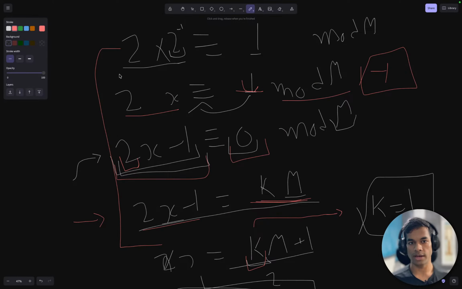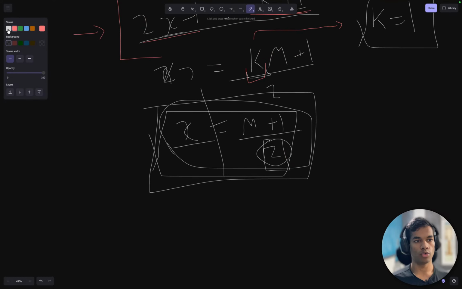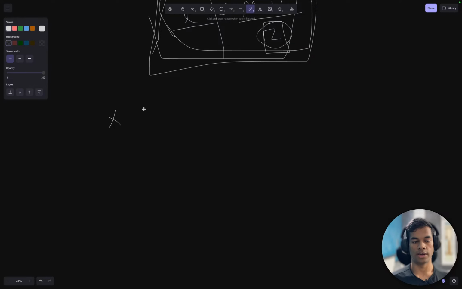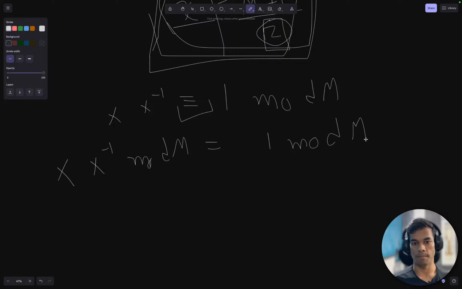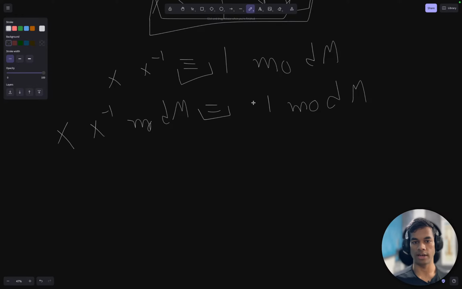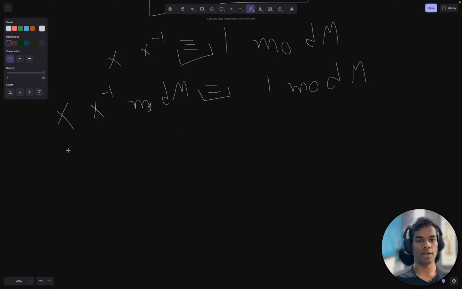Because what would be the argument against this point? Let's write this whole thing again with 2 replaced with some general number x. What we are looking for is this: this thing should return 1 modulus m. We can replace this congruency symbol with an equality symbol, and say x into x inverse mod m equals 1 mod m.